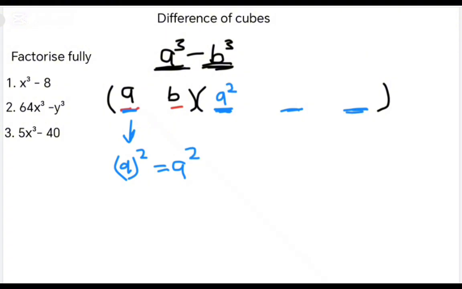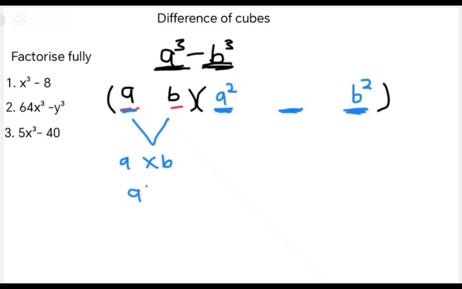The number on the third place is going to be the square of this b. You take this b and you square it, and this one is going to be b squared. And the number inside the middle is going to be the multiplication. We take this a and multiply it with b, which gives you ab.